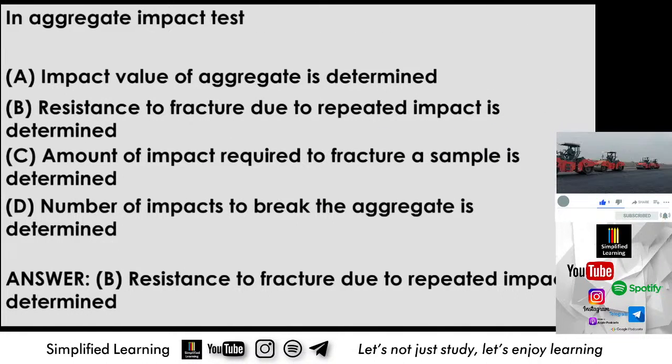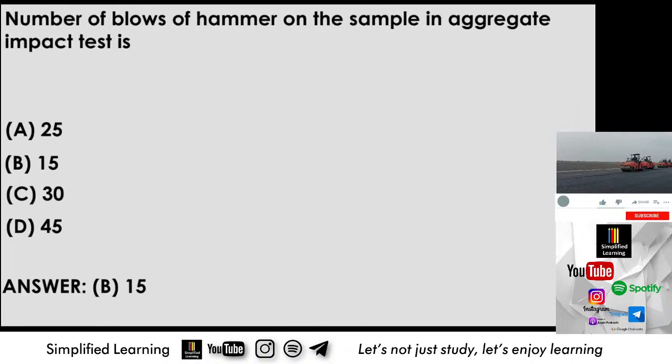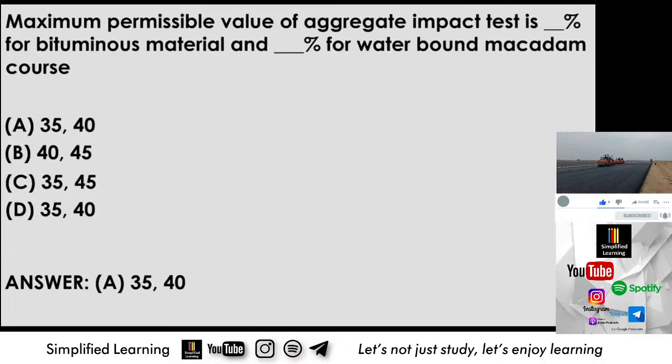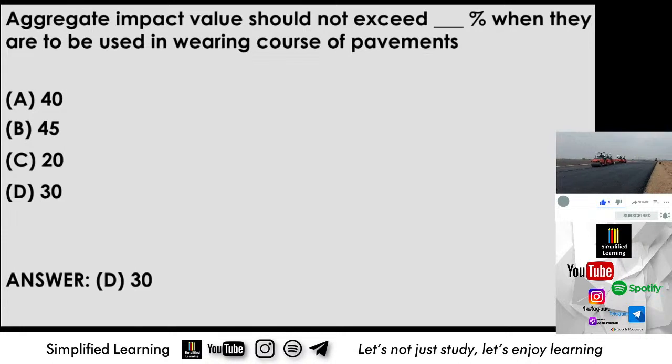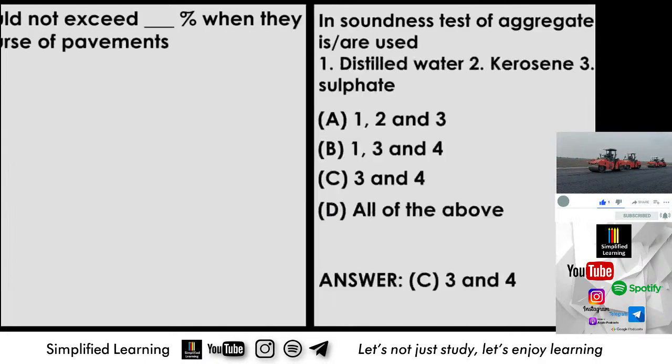In aggregate impact test, resistance to fracture due to repeated impact is determined. Number of blows of hammer on the sample in aggregate impact test is 15. Maximum permissible value of aggregate impact test is 35% for bituminous material and 40% for WBM, that is water-bound macadam courses. Aggregate value should not exceed 30% when they are to be used in varying courses of pavements.